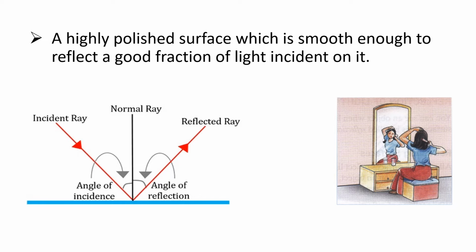Angle of incidence is the angle between the incident ray and the normal. This angle. And this must be the same as angle of reflection. Angle of reflection is the angle between the reflected ray and the normal. This is the incident ray and this is the reflected ray. This is the mirror. Angle I will be always equal to angle R.